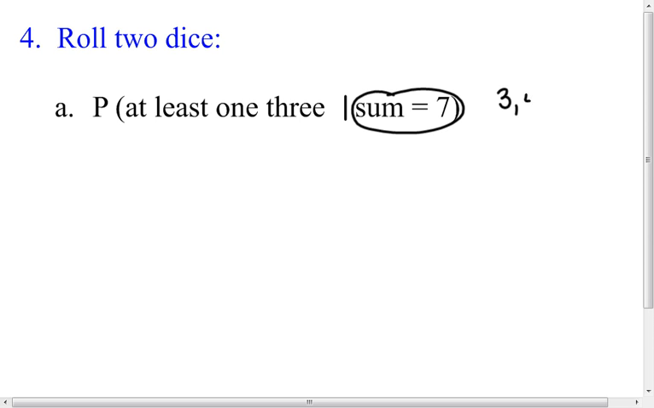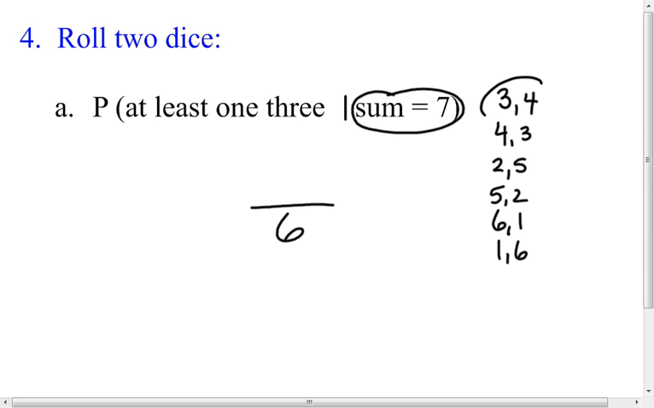You could get a 3 and a 4, or a 4 and a 3. You could get a 2 first and a 5 second, or a 5 first and a 2 second. Or you could get a 6 first and a 1, or a 1 first and then a 6. Those are all the ways your dice can add up to 7. That's the only ways. So you have 6 ways that your dice can add up to 7. Out of those 6 ways, you want to know the pairs that have at least 1 three in them. That would be this pair right here and this pair right here. So there are 2 out of the 6 ways, or 1 out of 3.